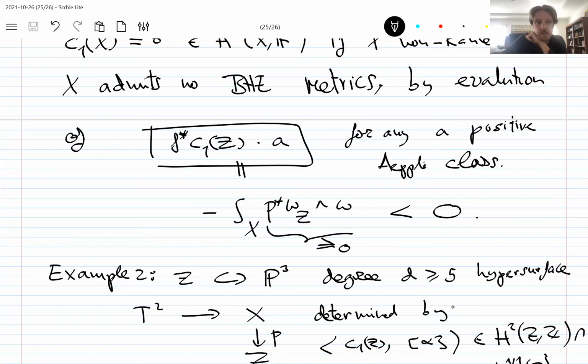I guess it just illustrates in complex dimension two a more simple illustration of how you can get the non-existence, but it's not really a new result. But in higher dimensions, it's a new result. Yes, there are no previous obstructions in higher dimensions.